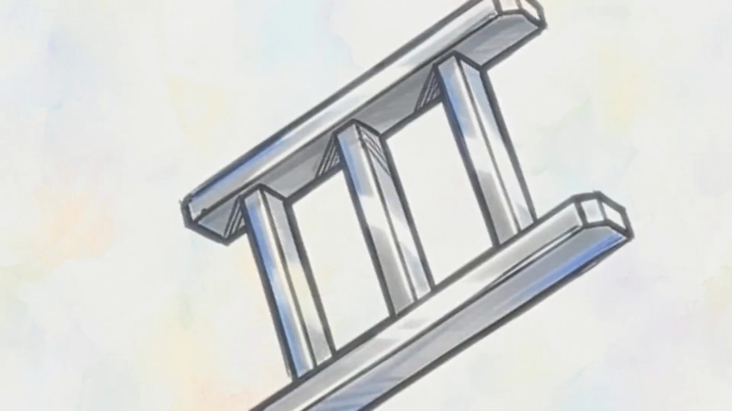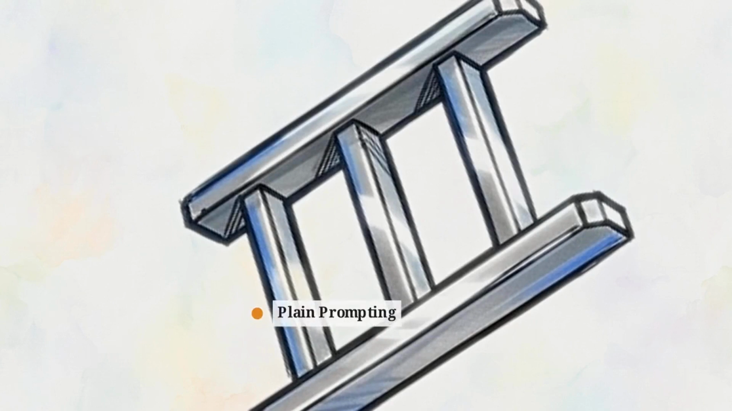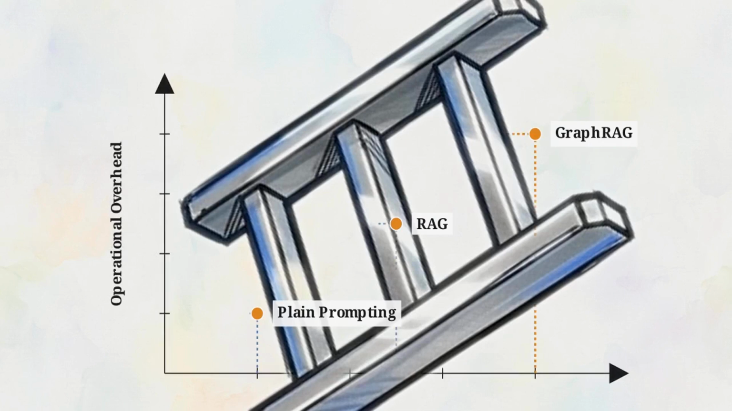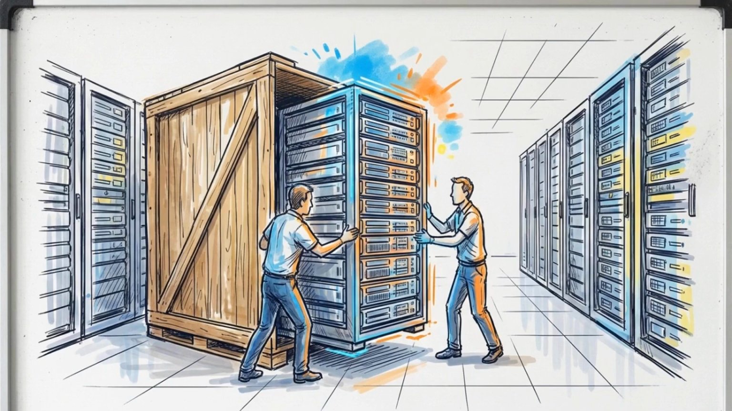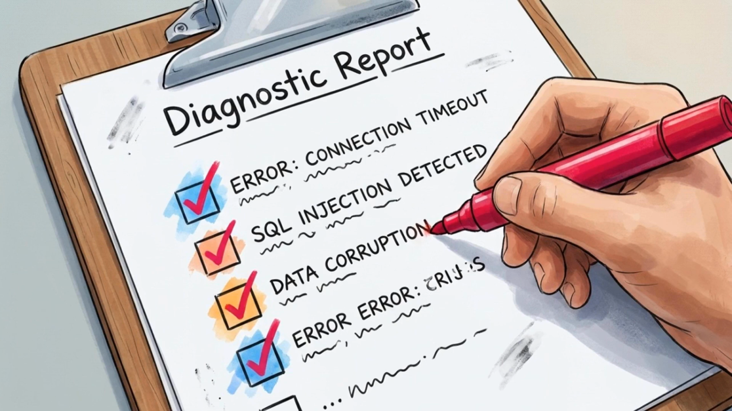To fix what the AI sees, you have to climb the architecture ladder: plain prompting, RAG, and GraphRAG. Moving up involves a direct trade-off, balancing your schema's complexity against the operational overhead required to maintain the system. You shouldn't upgrade just to have the latest infrastructure. Selecting the correct architecture requires diagnosing your specific failure symptoms before you pay the heavy maintenance tax of the next tier.